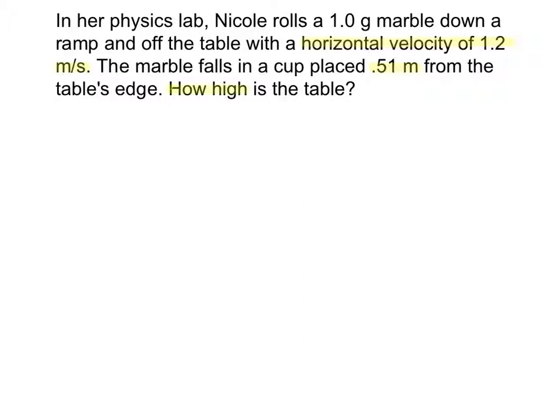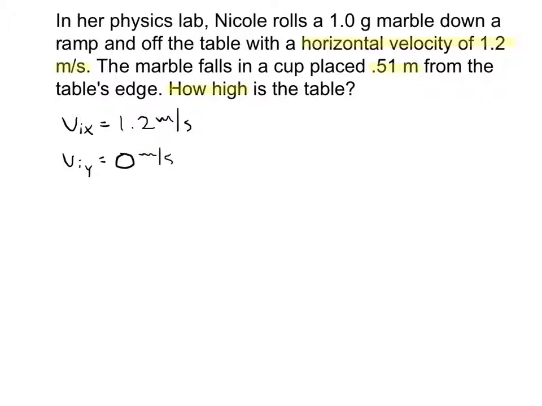Noticed obviously that I highlighted some stuff there. Let's go ahead and write down what we know. We know that Vix equals 1.2 meters per second. That's the first thing that we highlighted there. And notice that I'm adding the x piece in there. Remember, that's pretty important since we're looking at two different dimensions now. We know that Vy is 0 meters per second because it falls off the table.